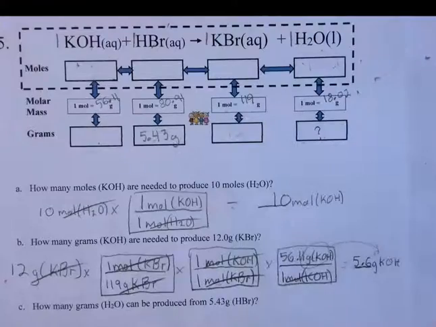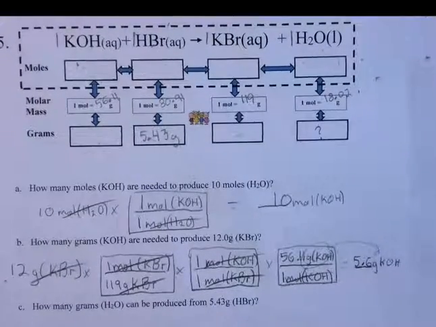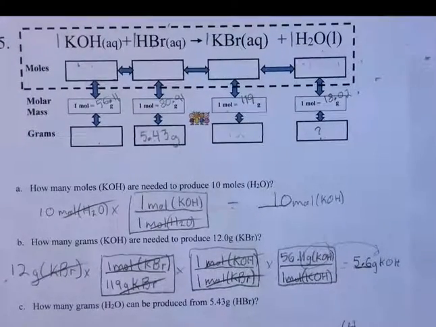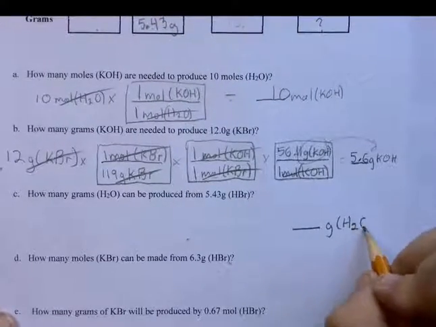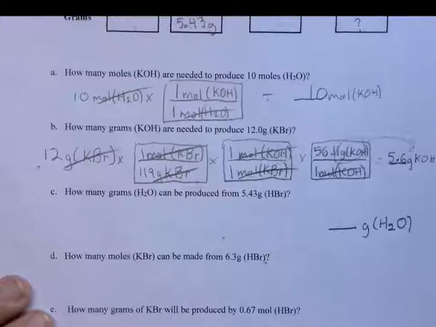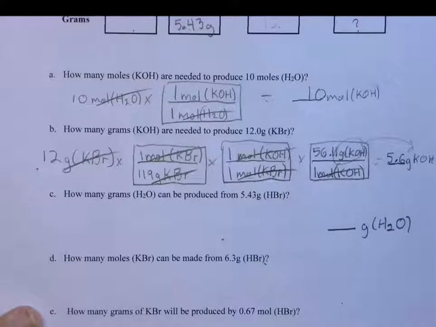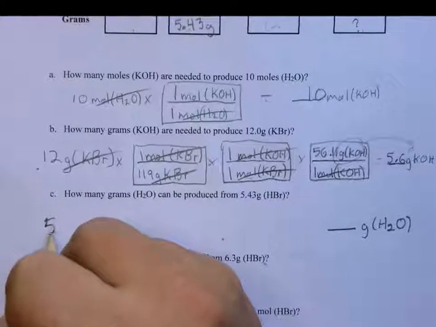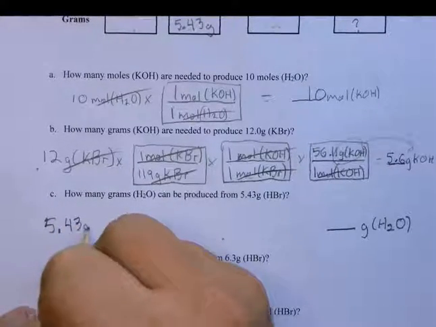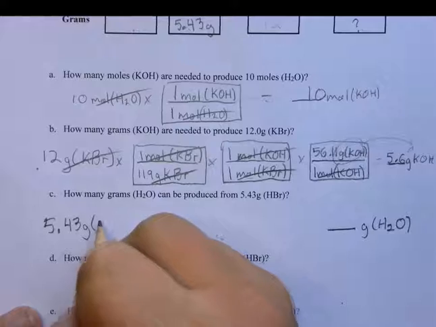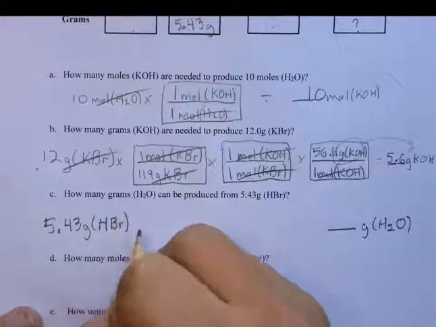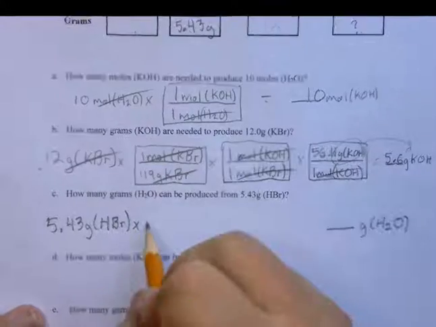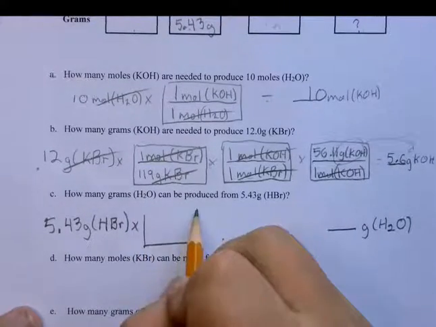Okay. So what we're looking for is grams H2O. And what we're starting with is 5.43 grams of hydrobromic acid. Okay, and this is going to be grams to grams, so you just saw it, it's going to be 3 conversions.